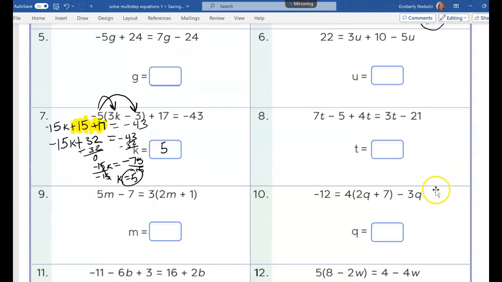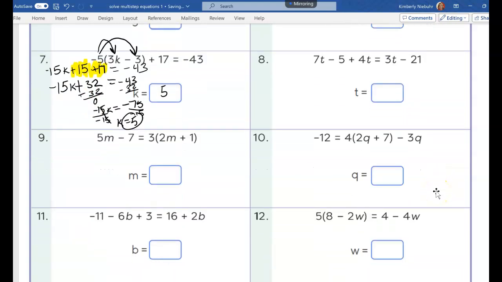Okay, let's look for some more parentheses. We've got to do the distributive property. 3 times 2m, 3 times 1. That gives us 6m plus 3. Bring down the equal sign, bring down 5 times m minus 7. Okay, wow, this is one of the first times that we have two variables. So let's see if Miss Niebuhr can do this right.